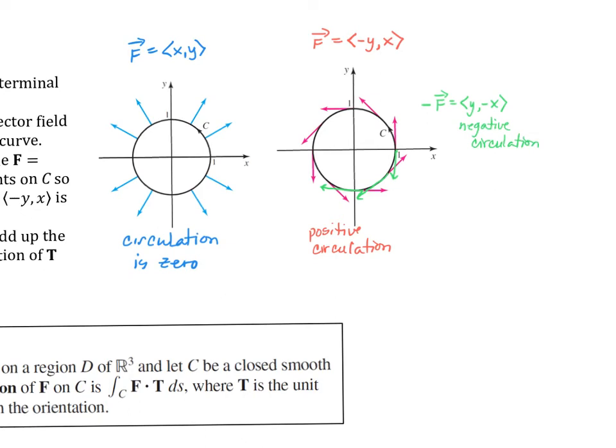Right, so we can use line integrals to measure circulation, where we could have a 0 circulation. We could have a positive circulation, which would mean that most of the vectors are going with the curve. Or we could have a negative circulation. Most of the vectors are going against the direction the curve is generated in.